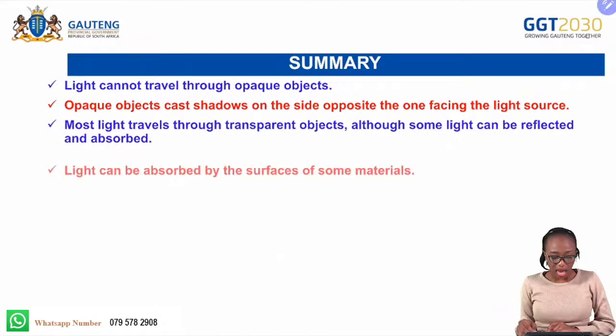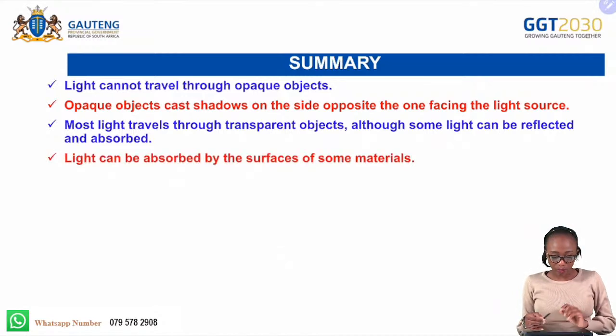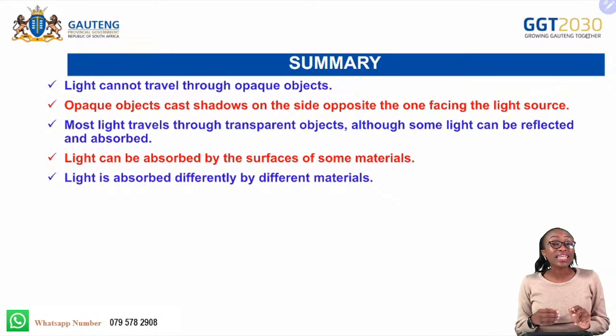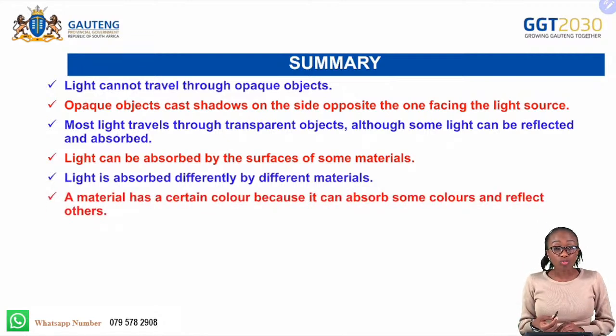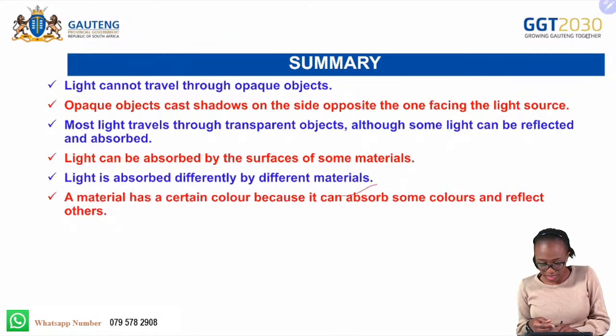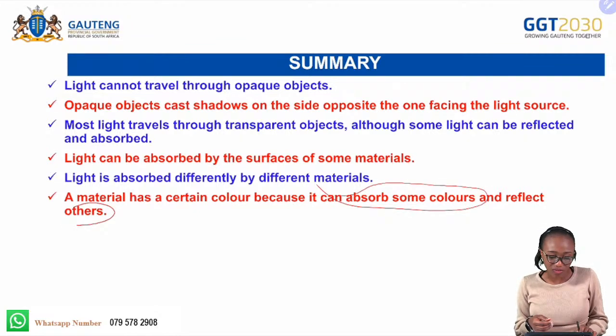And we learned that light can be absorbed by the surfaces of some materials. So some materials are able to absorb light. We also learned that light is absorbed differently by different materials. And we also learned that a material has a certain color because it can absorb some colors and reflect others.